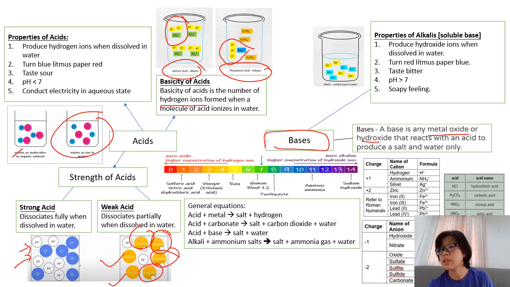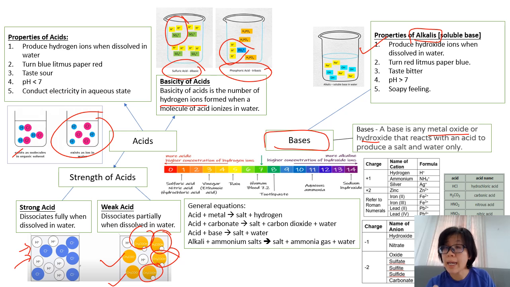Okay, acids, there are two kinds. One is soluble, one is insoluble. The soluble ones, we call them alkalis. So what are alkalis? Same thing. This is the one where you need to know the definition.